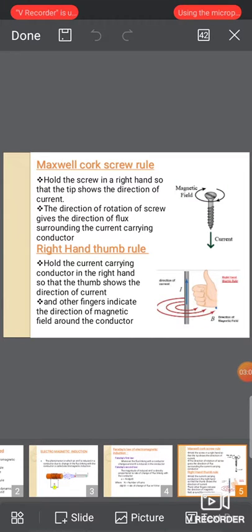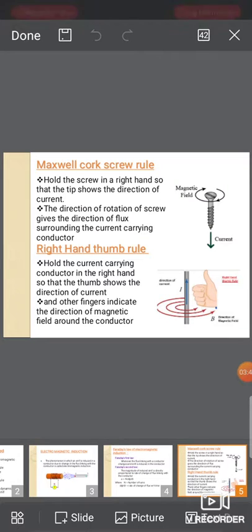See the figure of the screw. Hold your screw in your right hand so that the tip of the screw shows the direction of the current. Rotate the screw in such a way that it moves in the direction of the current. So the direction of rotation of the screw gives the direction of the magnetic field surrounding the current carrying conductor.